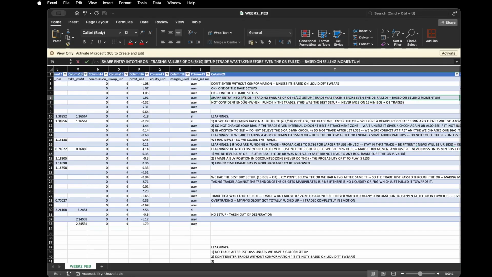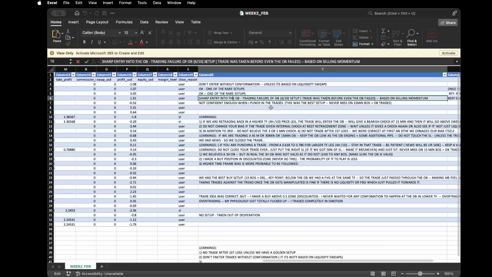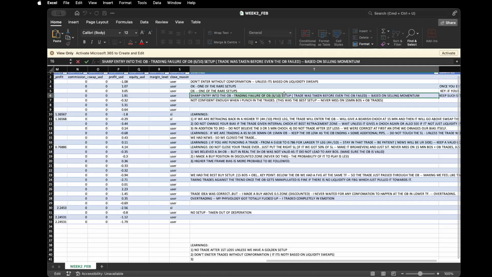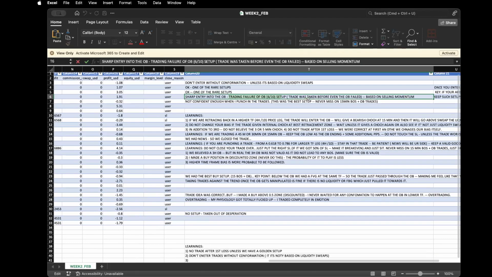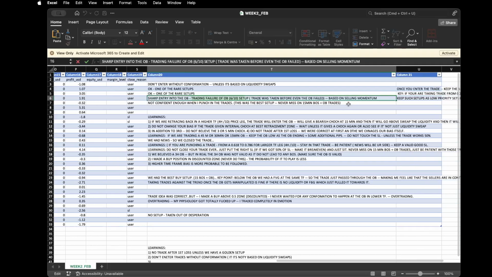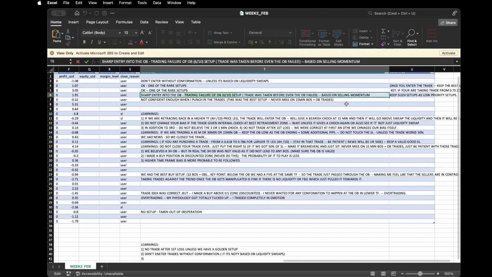Sharp entry into the order block, trading failure of the order block, is a 6 out of 10 setup. The trade was taken before even the order block failed, based on selling momentum. Keep such setups as low priority setups.